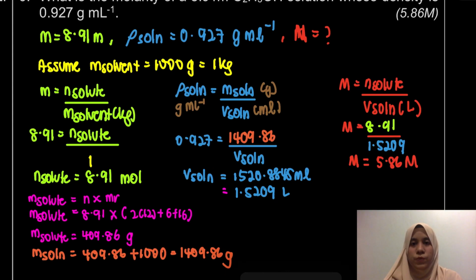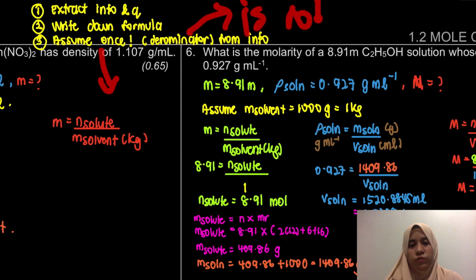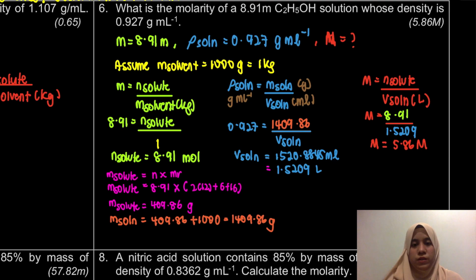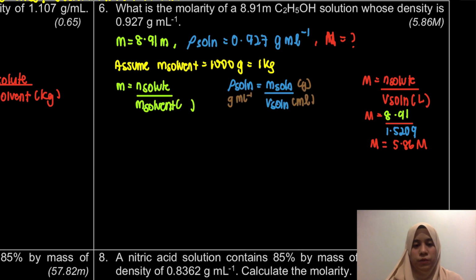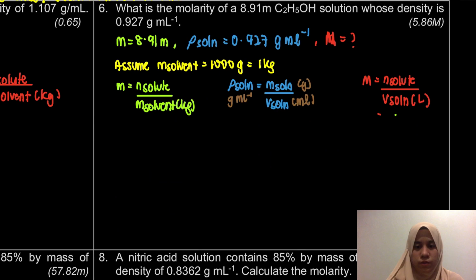Okay, so we have looked at the solution of question number 6. Here I'm just going to explain again. Previously we assumed once, which is the denominator from the info, where we assumed the mass of solvent. Actually the assumption is not fixed. Since it's not fixed, this time I want to assume the volume instead. You don't need to copy this down. Here I'm just going to show it to you, so I'm just going to delete it.